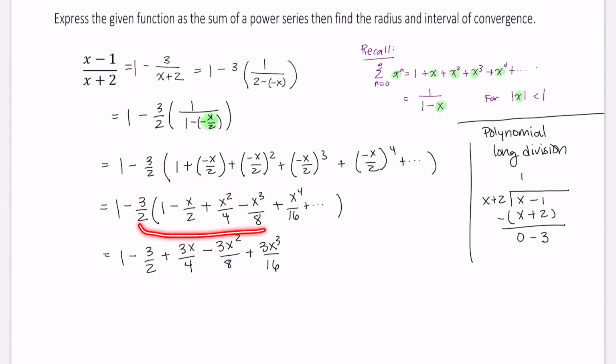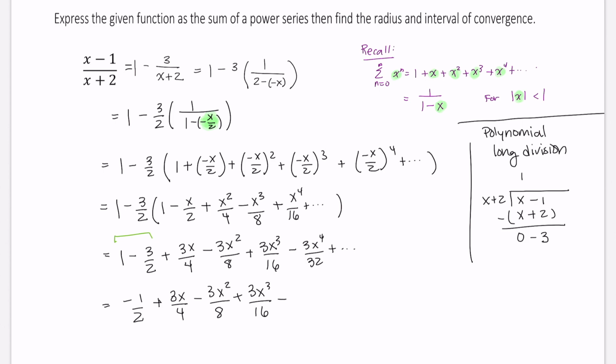There we are. Now I'm going to do these two terms multiplied to get negative 3x to the 4th over 32, and I'll stop there. Now these are like terms, so let's go ahead and combine these like terms to get negative 1/2 plus 3x over 4 minus 3x squared over 8 plus 3x cubed over 16 minus 3x to the 4th over 32.